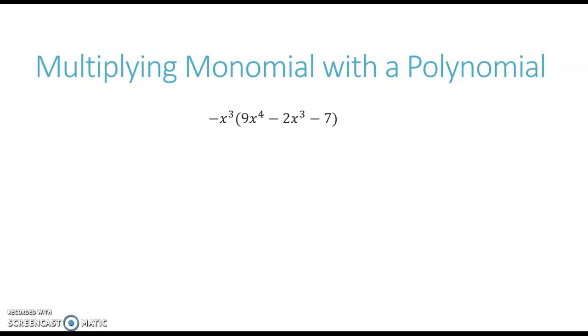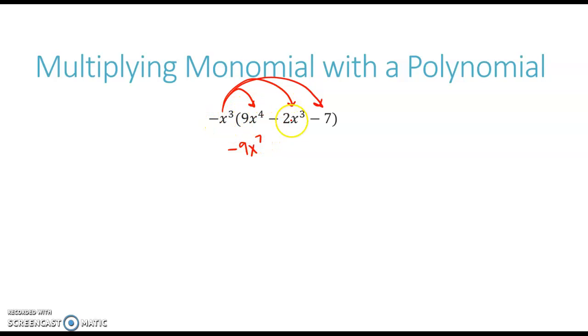So the first one we're going to do is multiplying a monomial with a polynomial, and basically all this is the distributive property. So I'm going to distribute this x cubed through my parentheses. Keeping in mind I need to continue using my exponent rules from the previous chapter. So I'm going to take negative 1 times 9, which is going to be negative 9. Then when I take x cubed times x to the fourth, I'm going to add those exponents. So this actually becomes x to the 7th.